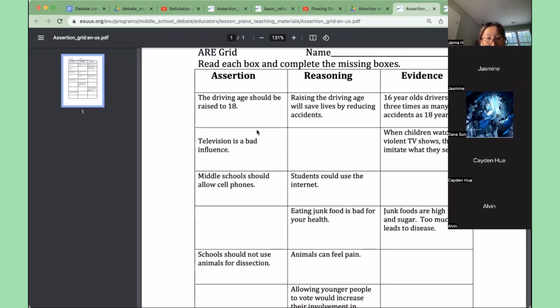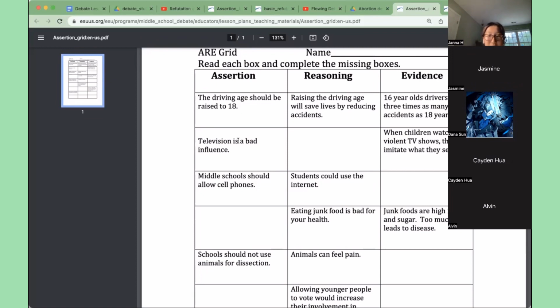I go to middle school, and a lot of my friends and I have cell phones. Okay, so that doesn't really back up the claim or reasoning, and also you obviously don't want to turn personal statements into actual evidence.